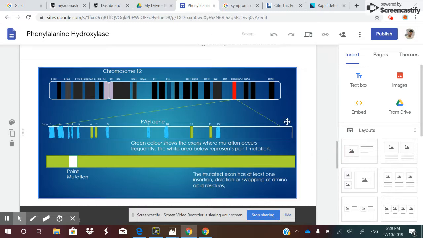So let's talk about the mutation in general. Chromosome: the PAH gene lies in chromosome 12. The red indicates where the PAH gene lies, and that's the locus of the PAH gene. It has 13 exons, and mutations occur most frequently in exon 6, exon 7, exon 11, and exon 12. This is where the point mutation occurs. The mutated exon has at least one insertion, deletion, or swapping of amino acid residues. That's how the mutation occurs.